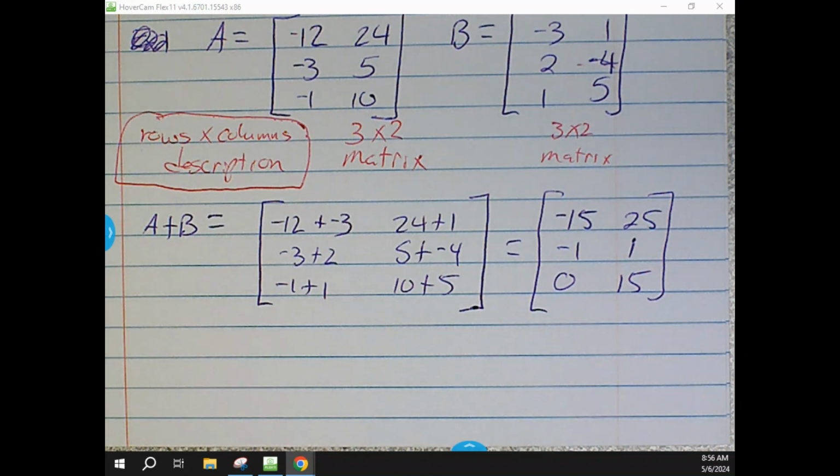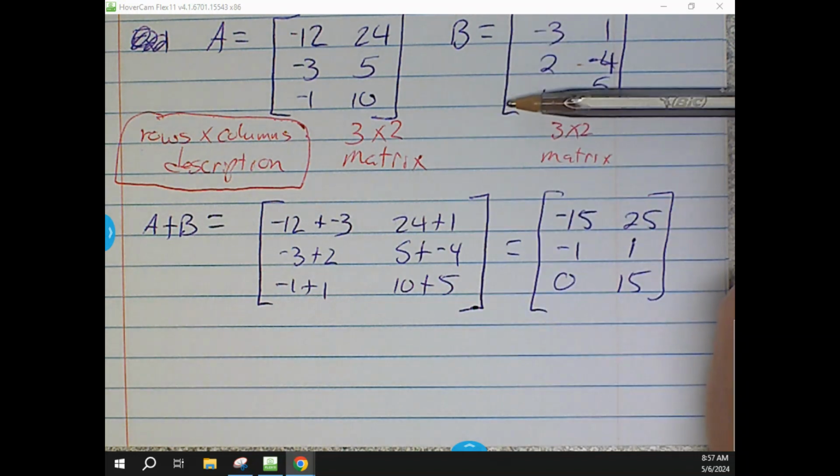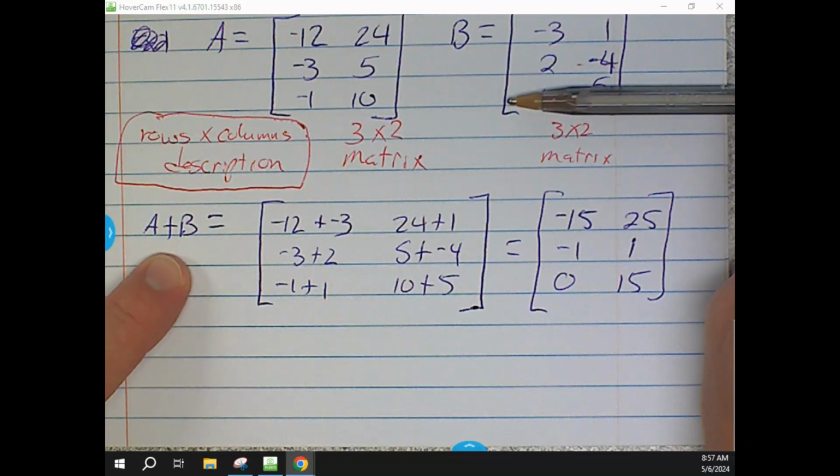So, if they weren't the same size, what would you do? Then it would not be possible. So let's say that matrix A was a 3 by 2 and this one was a 2 by 2. If they ask you to add these together, you would just put not possible. It has to be the same size every time.